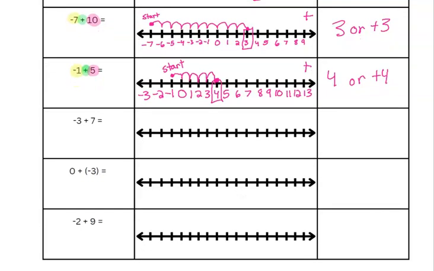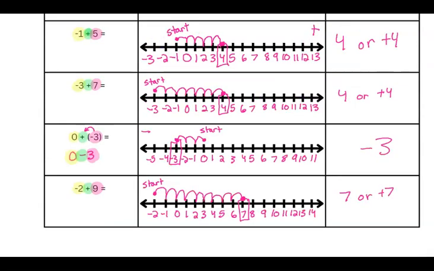Go ahead and try the last 3 and pause this video. We will resume the video once we're done with these 3 questions to go over the correct answers. Let's take a moment and look at the answers for the last 3 questions on this page of notes. The first question says -3 plus 7. We would start at -3, move in a positive direction, and jump 7 times on the number line to land on 4, or +4.